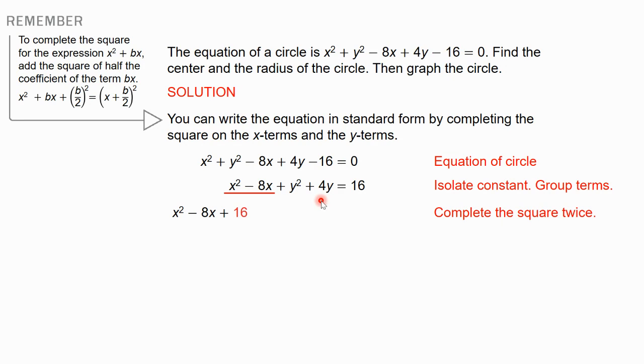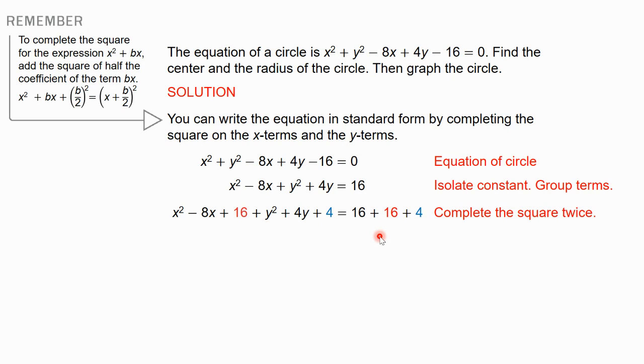Now we need to do the same thing with our y's. So we're going to take our b term, which is positive 4. We're going to divide it by 2 and get 2, and then square it and you get 4. So we need to add 4 to y squared plus 4y to create a perfect square trinomial with our y terms. And whatever we add to one side, 16 and 4, we need to also add to the other to keep our equation balanced.